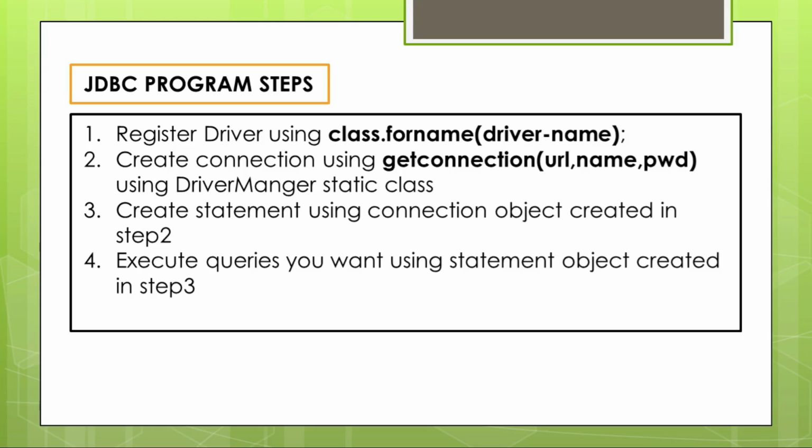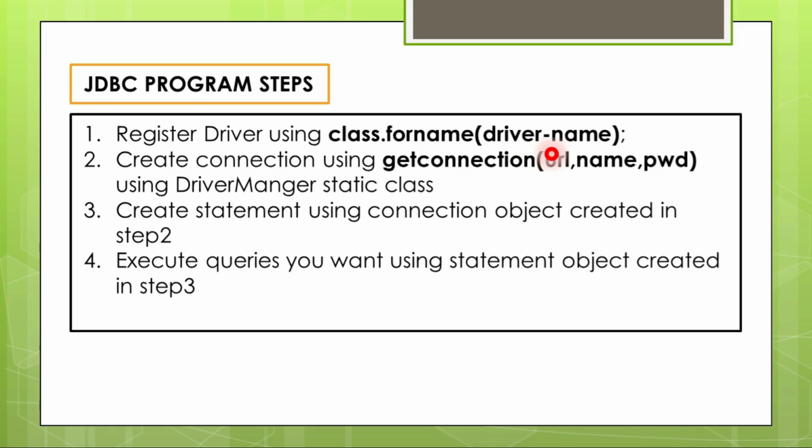To write a JDBC program, we need to follow strictly these 4 steps. The very first step is to register a driver. I told you that a JDBC program requires a driver. In order to register a driver, we need to use a function called Class.forName, which takes the parameter of the driver name. In case you are using MySQL, there is a separate name for this driver. And in the same way, in case you are using Oracle, Oracle has its own separate name.